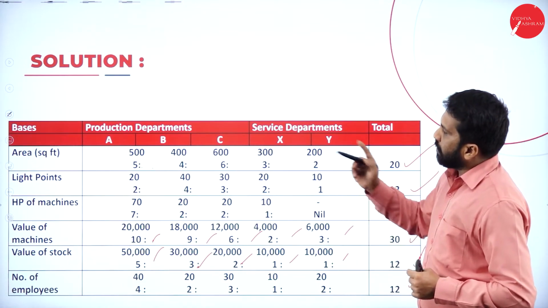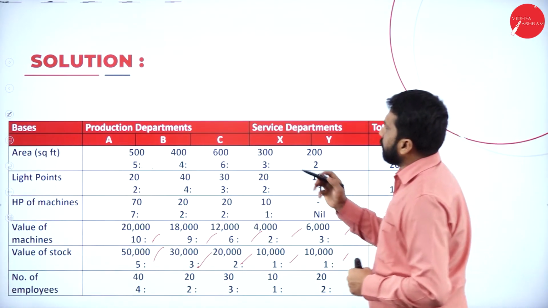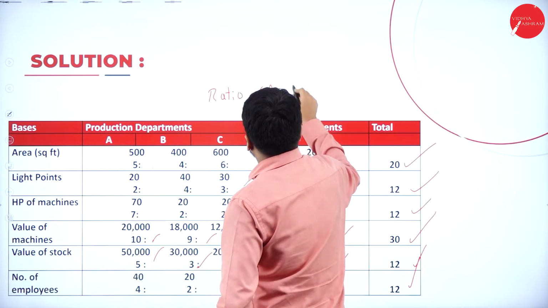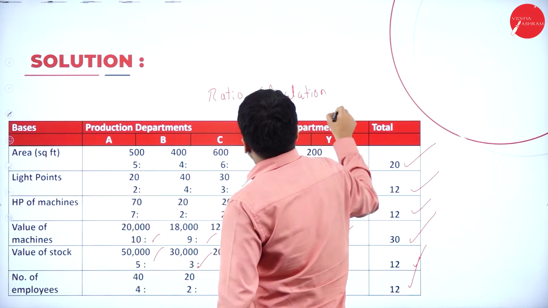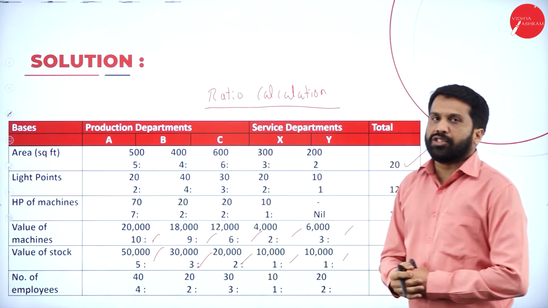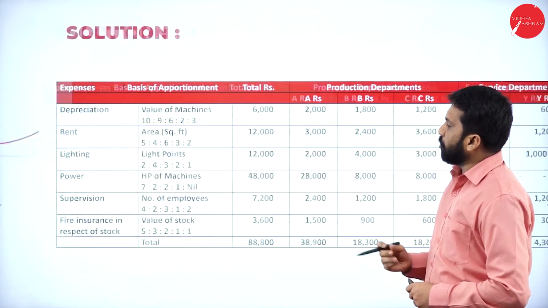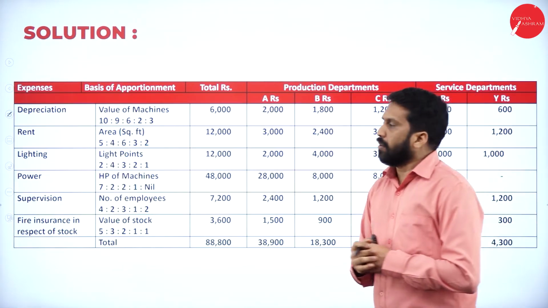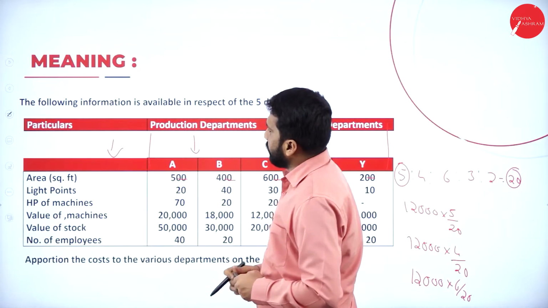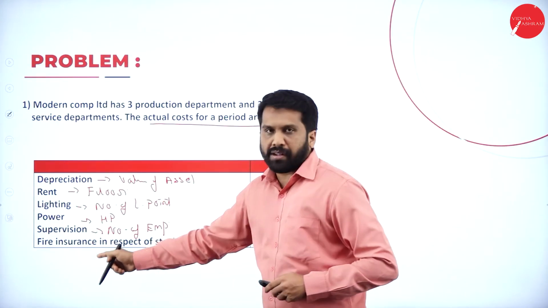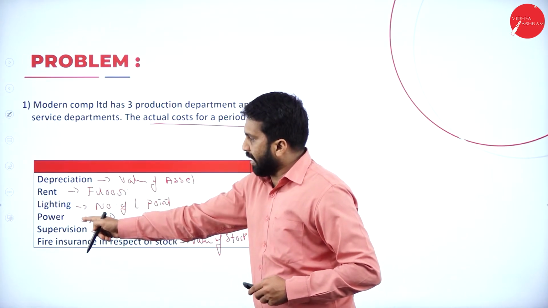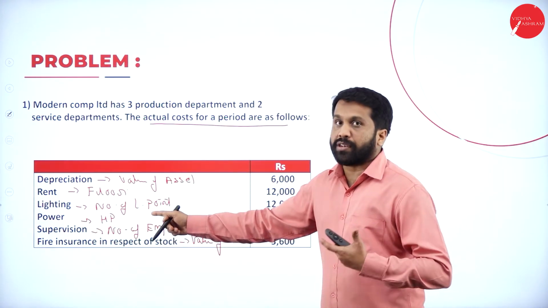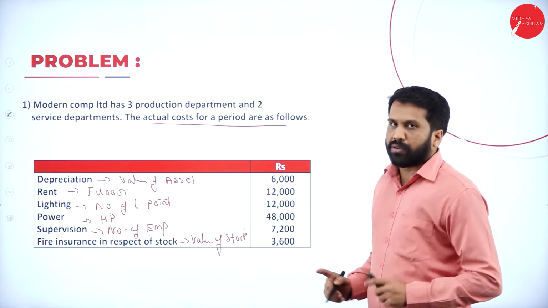Now, this is the first part. It is nothing but a ratio calculation. Once you're done with ratio, what is the next part? The next part will be the answer. Now, we'll write all your expenses. These are your expenses: depreciation, rent, light, power, supervision, fire insurance. These are the basis, allocation. These are the amounts. Clear?